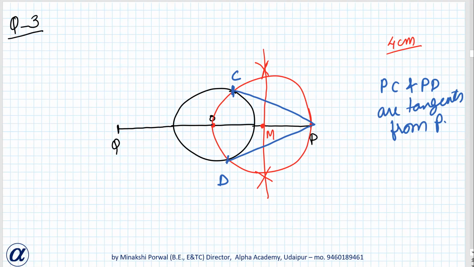We'll first of all obtain the perpendicular bisector of OQ. For that, we'll keep the fixed end of the compass here. Take more than half of OQ. So take roughly 4 or 4.5 centimeter. Fixed end of compass here. Make one cut here, one arc here.